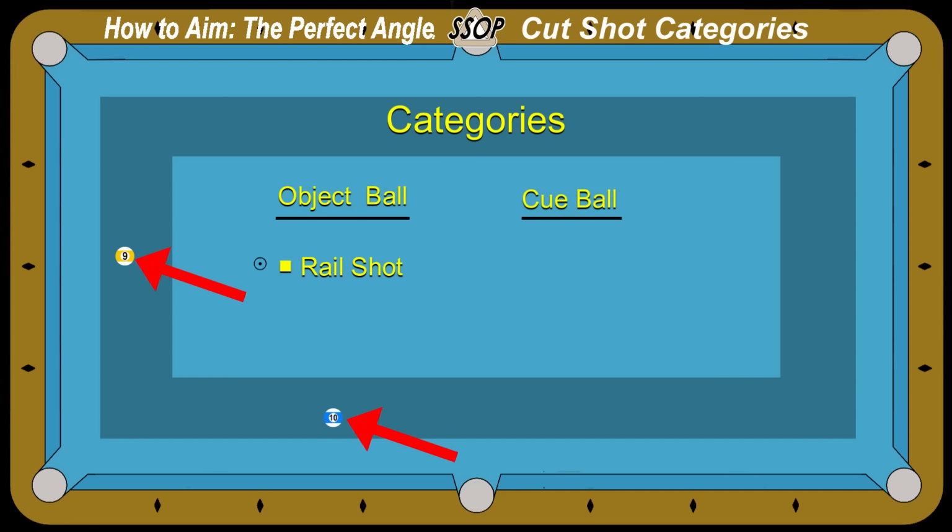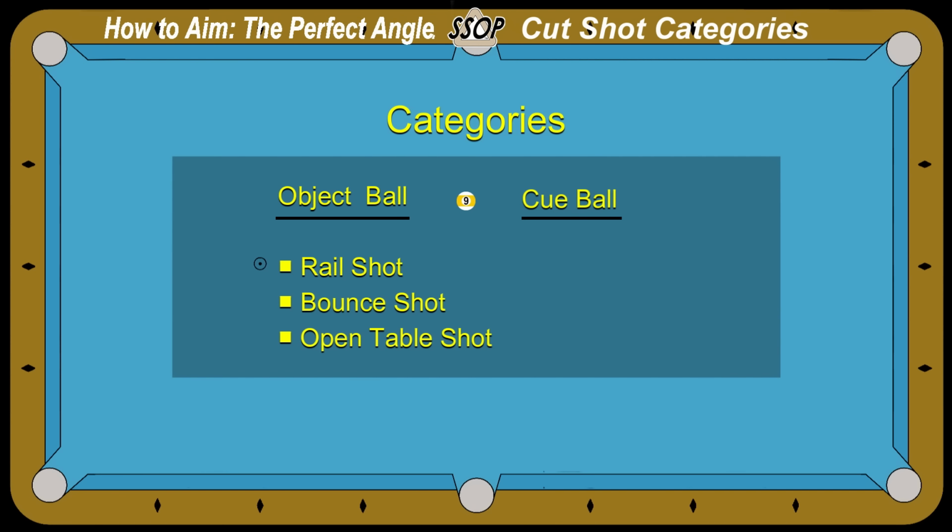When the object ball is a few ball diameters from a rail, I call that a bounce shot. Bounce shots almost always require bouncing the cue ball off the rail for position and are most often played in one of two corner pockets. Open table shots are farther from the rail and have more pocket options.